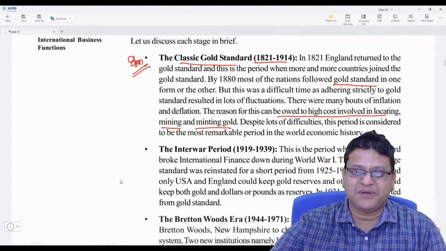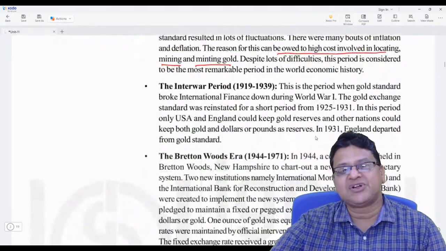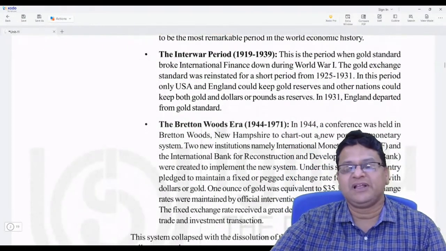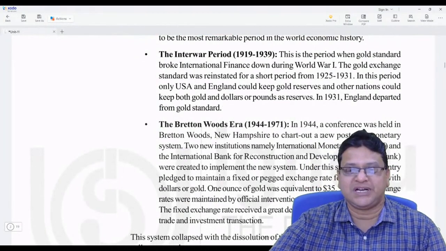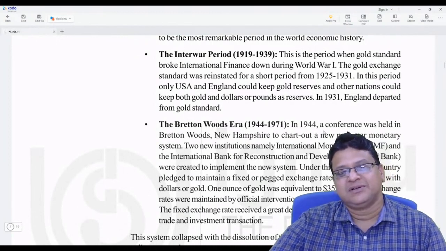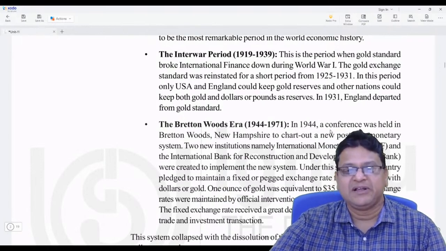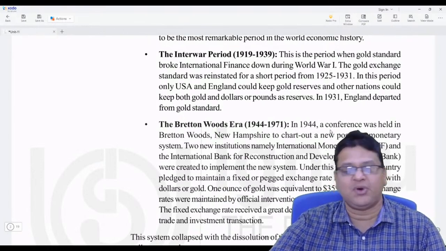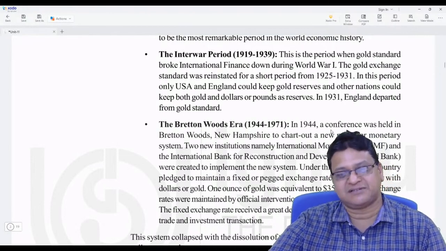Next, this particular gold standard was hampered during the interwar period. During World War I, this gold standard broke, because during that period international trade was diminished. No country was believing anyone. Every country wanted to be self-sufficient.